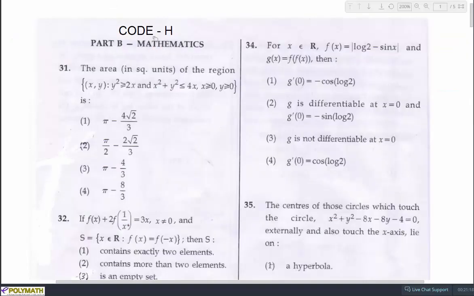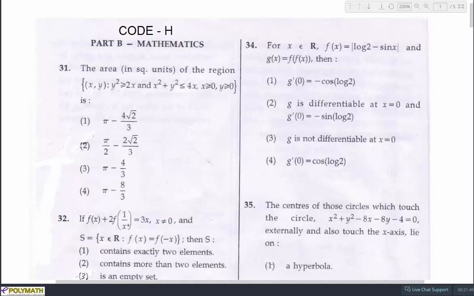IIT JEE 2016 Main, code H. So the first question, if you see Q31: the area in square units of the region {(x, y): y² ≥ 2x, x² + y² ≤ 4x, x ≥ 0, y ≥ 0}. Let us see this solution here.